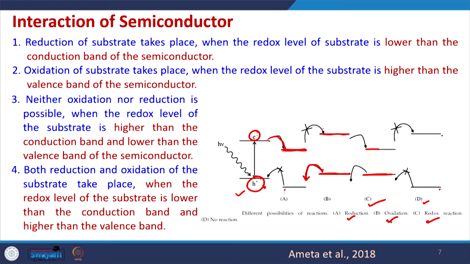So, the key inference is that we should know the band gap of the semiconductors, and we should know the substrate redox levels as well. So, if we can perform this calculation beforehand, we can know whether any oxidation or reduction is possible or not.